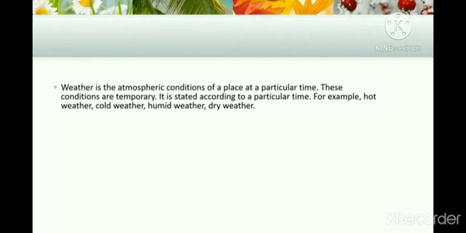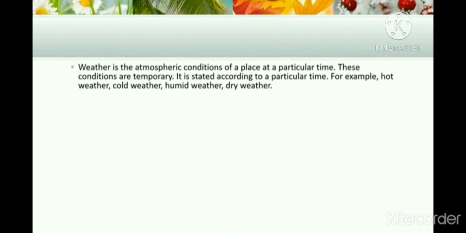This shows that climate has a lot of importance in our day-to-day life. Weather is the atmospheric condition of a place at a particular time. These conditions are temporary and stated according to the particular time. For example, hot weather, cold weather, humid weather, dry weather. So we often make sentences according to the weather condition in different places.